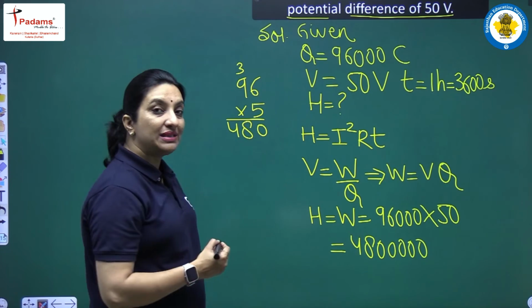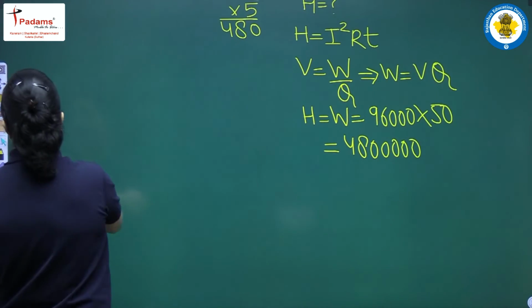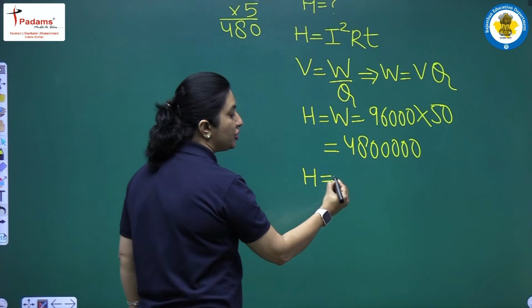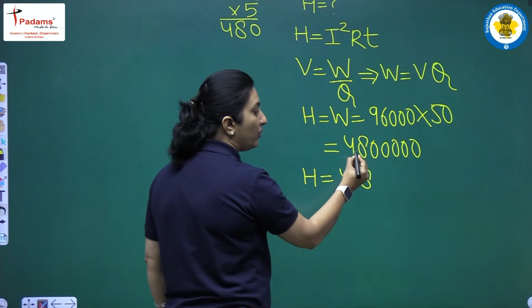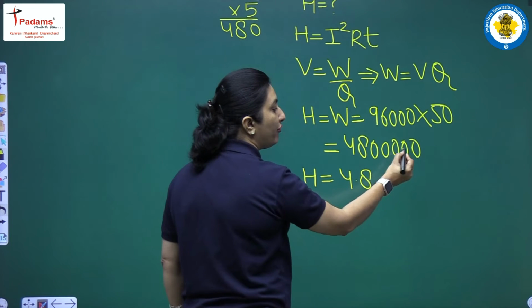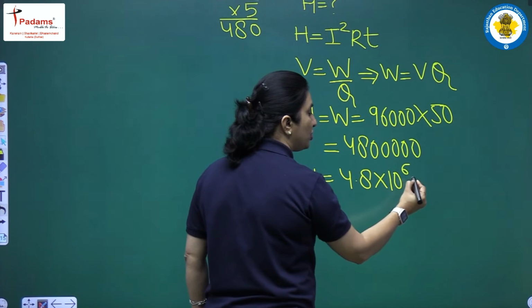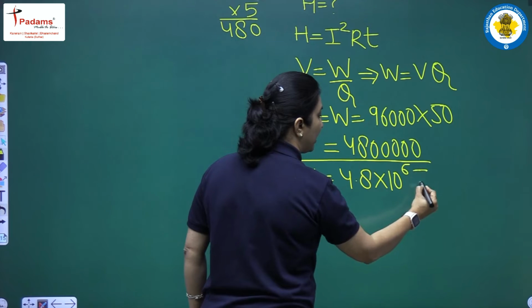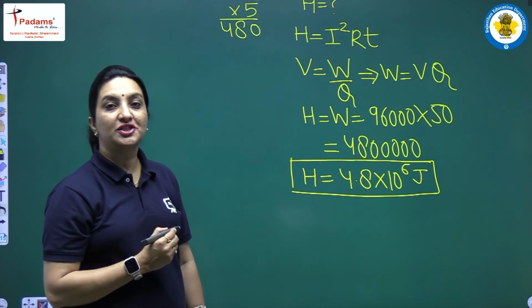So this can be simply written as H is equal to 4.8. I am putting a decimal over here. So after that, how many digits are there? 1, 2, 3, 4, 5 and 6. So 4.8 into 10 to the power 6. So the heat produced can be given as 4.8 into 10 to the power 6 joules.